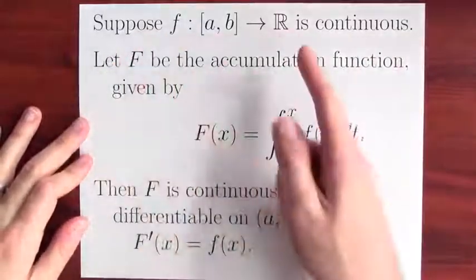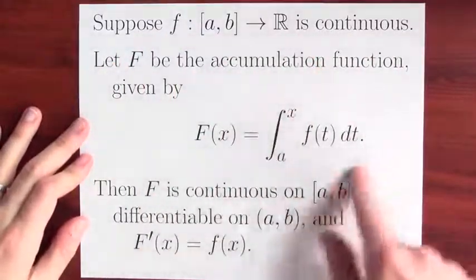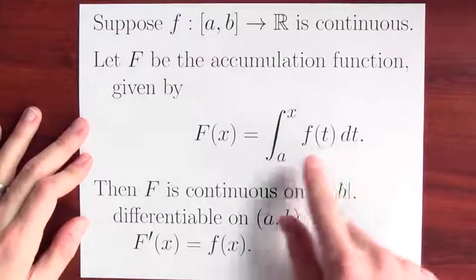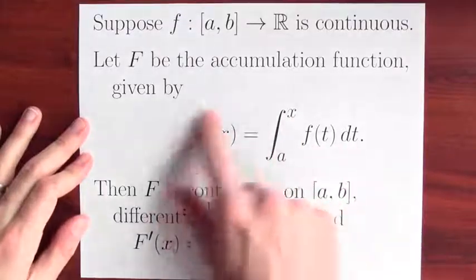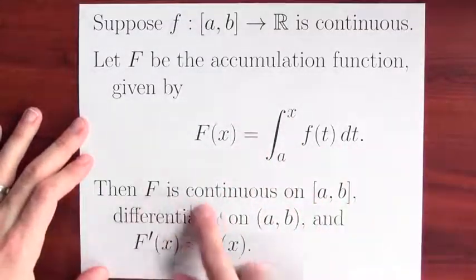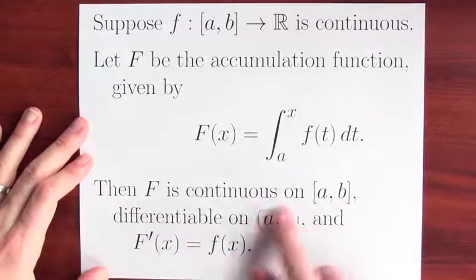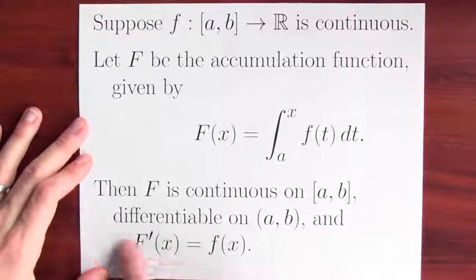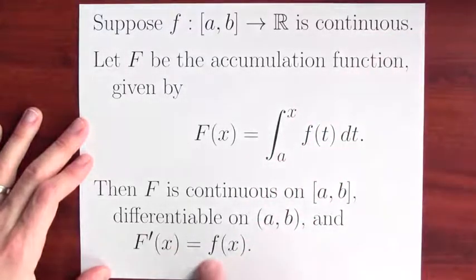And I've got the function big F, which is the accumulation function. It's the integral from a to x of f of t dt. That's the definition of big F of x. Then big F is continuous on the closed interval, differentiable on the open interval, and the derivative of big F is little f. In other words, an antiderivative for little f is big F.